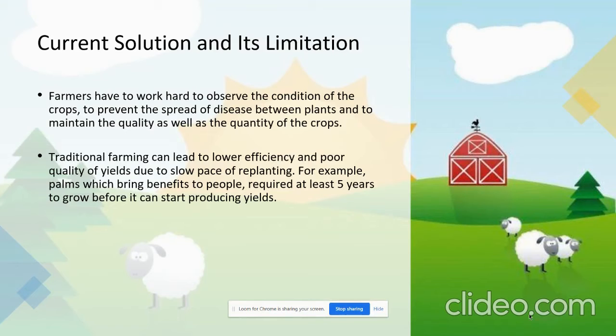As we said, traditional farming can also lead to lower efficiency and poor quality of yield due to a slow pace of replanting. For example, palms, which bring benefit to people, require at least 5 years to grow before they can start producing yields. As they are using traditional farming methods, they may take care of their plants based on experience and not on facts or the managing variables of the plants.